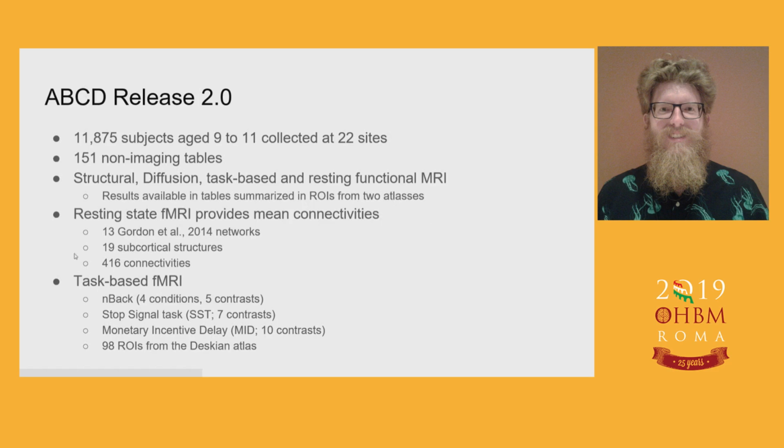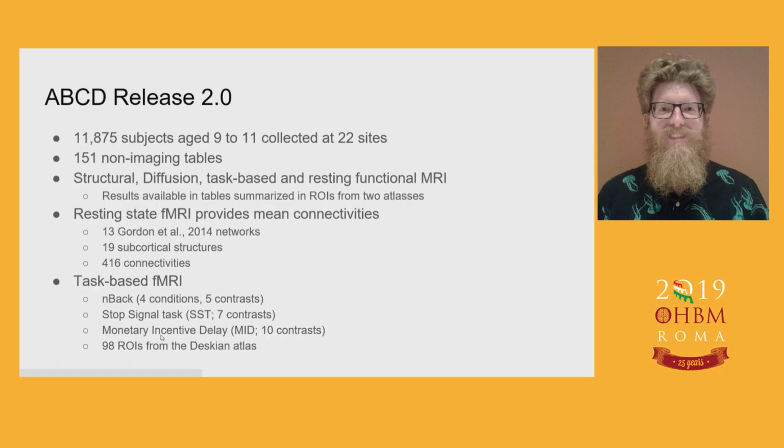So like I said, lots of subjects, lots of data, lots of sites. In addition to that, there's 151 non-imaging tables, a whole bunch of different imaging modalities. The data that we're looking at is the resting state fMRI. That's about 416 metrics.